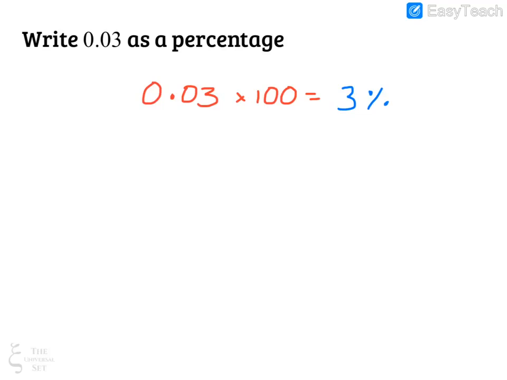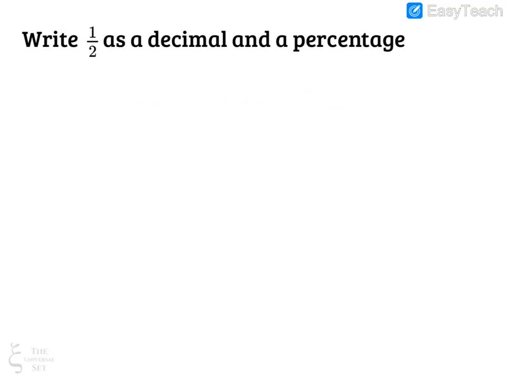Okay, we're going to get to some trickier ones now. We are asked here to write 1/2 as a decimal and a percentage. So I'm going to do these two in the opposite order. I'm not going to start with the decimal. I'm going to do the percentage first. So in fact, first of all, what I'm going to do is write the fraction. We've got a half. We want to change that into a percentage, and we know that percentage just means out of 100. So we're going to need to make sure we get 100 as our denominator.